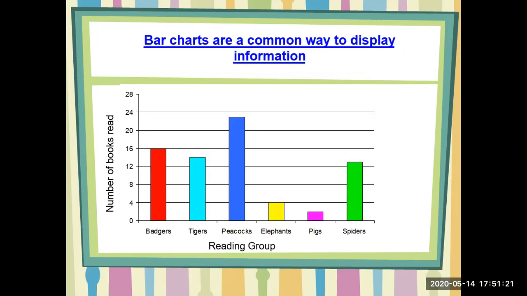Bar charts are a common way to display information. And that's the badgers, 16, the tigers, 14, the peacocks, 23, the elephants, 4, the pigs, 2, and the spiders, 13. Well done, and thank you for listening.